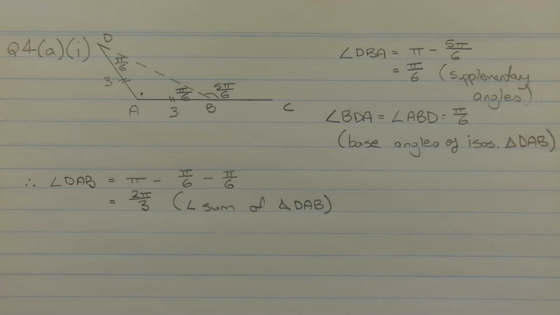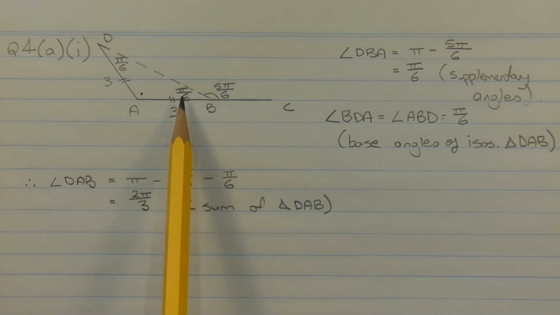Since the question's only worth 1 mark, we'll keep the reasoning brief and to the point. I've recreated a part of the diagram for the purpose of explanation. Now points A, B and C are collinear. That means they lie on a straight line. That implies that adjacent angles on that line are supplementary. They add up to π radians or 180 degrees.